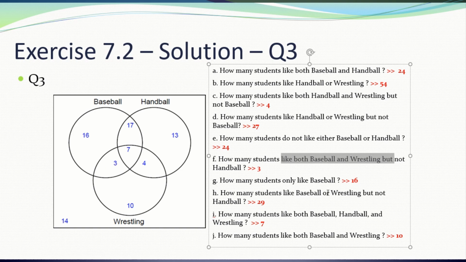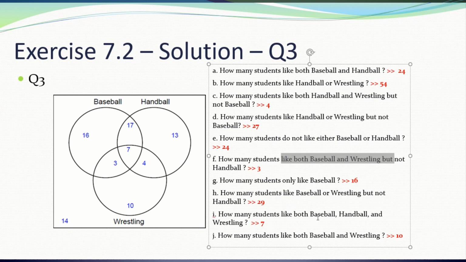How many students like baseball or wrestling, but not handball? Baseball or wrestling, but not handball. All right, the word is or, so you have 16 plus 3 plus 10, because this one you cannot include.